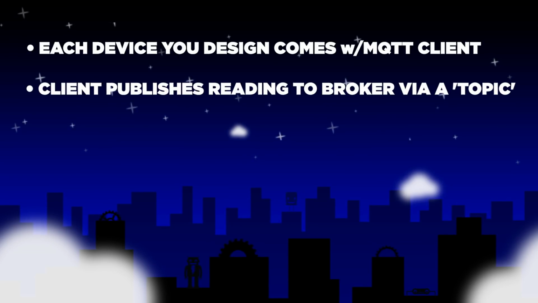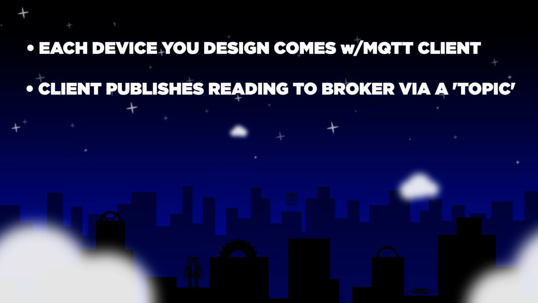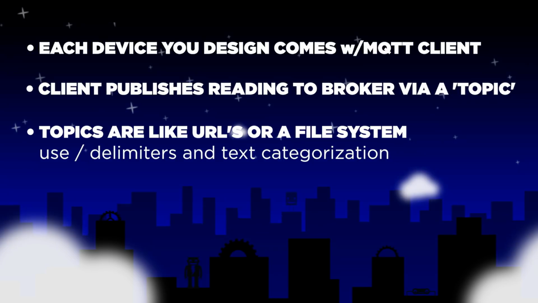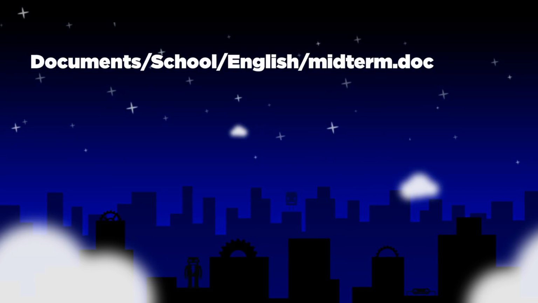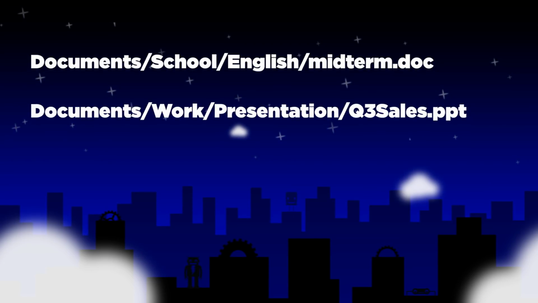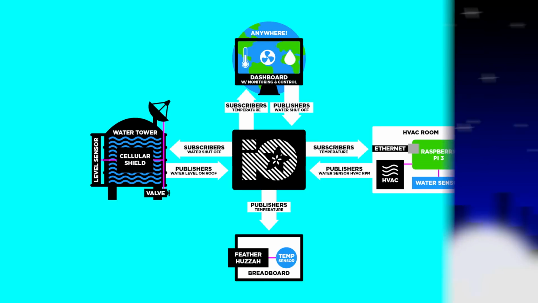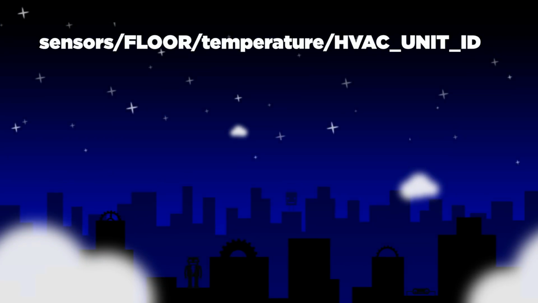Whenever there's a reading to upload, the client will publish that reading to the broker using a topic. Like we said before, topics are sort of like URLs or a file system. They use slash delimiters and text categorization. So much like you would sort your personal documents into folders like so, or a work document like this, topics have a hierarchy. Let's say you have a factory like this one, and you wanted temperature sensors placed on the HVAC units of each floor in your building to publish their temperature. You could set up your topics like so: sensors/floor/temperature/HVAC ID.